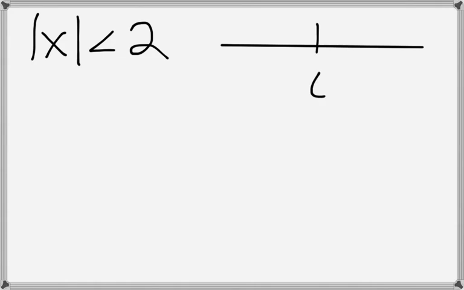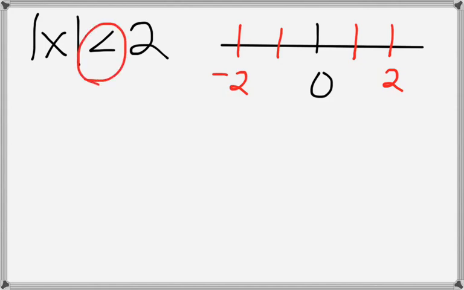So if we draw our number line here, if we think about where the distance from 0 would be equal to 2, if we come 2 units to the right, we're at the number 2, and if we go 2 units to the left, we're at the number -2. So when we talked about absolute value equations, we said if absolute value of x equals 2, then x could be 2 or -2. But now we're saying something different. We're saying that the distance from 0 should be less than 2.